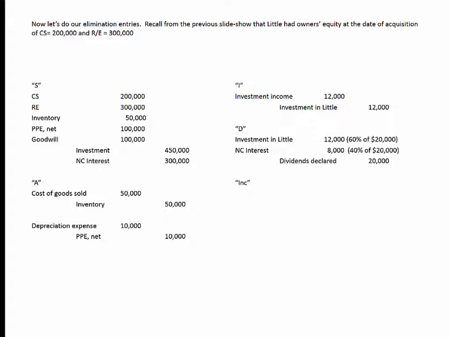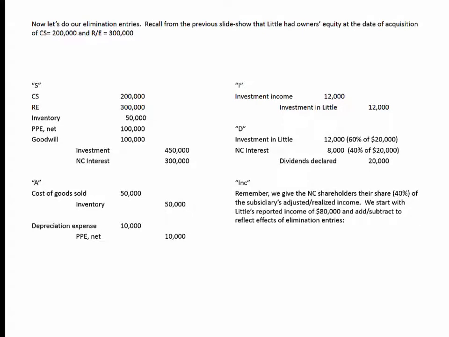Finally, we have our income to the non-controlling shareholders. Now remember, we give the non-controlling shareholders their share, 40%, of the subsidiary's adjusted/realized income. We start with Little's reported income of $80,000, and then add or subtract to reflect the effects of the elimination entries. And in this case, we're going to look at those two A for amortization entries.